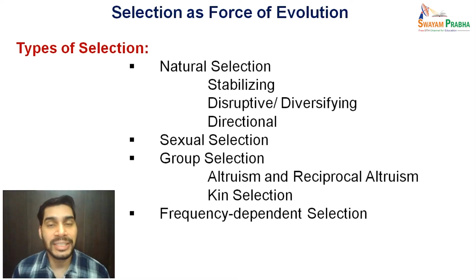As I just mentioned, we are going to discuss different types of selection. We'll start our discussion with natural selection, but we'll focus more on the types of natural selection. These types can be stabilizing selection, disruptive or diversifying selection, and the third one is directional selection. Besides these three types of natural selection, we do have other selection types as well, which include sexual selection and group selection. Group selection again comprises two types. One is called altruism and reciprocal altruism, and the other one is called kin selection. Besides that, there is something called frequency dependent selection also, which again can be both positive as well as negative type. So let us first discuss these types of selection, then we'll move ahead towards adaptive resemblances as a source of evolution.